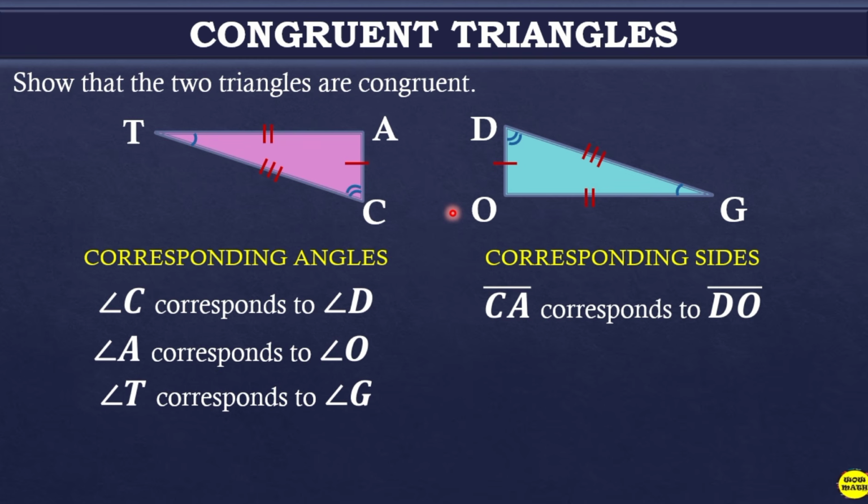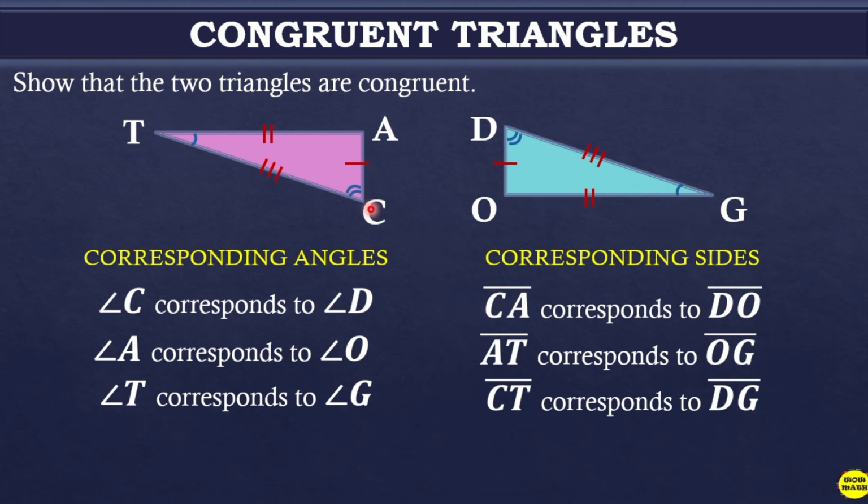Okay, next. So, we have segment AT. AT corresponds to segment OG. Okay, and segment CT corresponds to segment DG. Okay, so paano nyo malalaman? Nag-start siya dito, papunta dun sa isang marking, so CT. Ganun din dito, dun sa dalawa, papunta dun sa isang markings, DG. Okay, so importante po yung arrangement po ng ating letters.